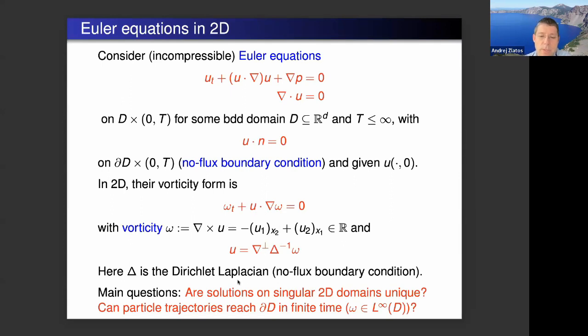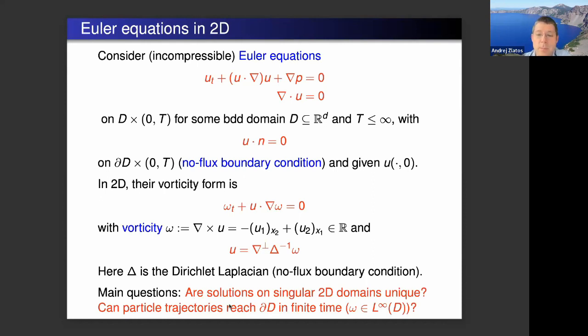And so the main questions here are: are the solutions on these domains unique? And very closely related to that, can particle trajectories reach the boundary of the domain in finite time? Now, this can certainly happen if we have general vorticities, but a standard theory, this goes back to Yudovich, is to consider vorticities that are in L infinity, or you can make them smoother if you'd like. And in that case, actually on smooth domains, this is not possible.